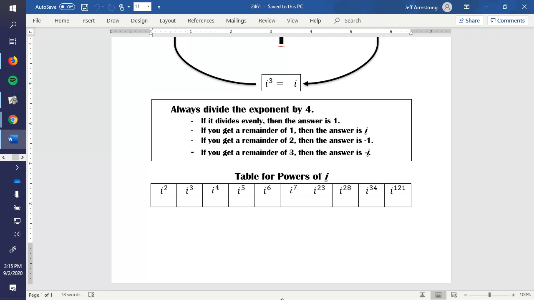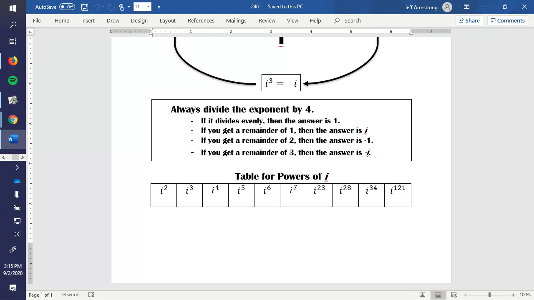i to the sixth, we divide by 4, we get a remainder of 2. That's i squared then, and what is i squared? -1. So we definitely need to memorize these 4, and then how do we find them if they're other exponents? 7, remainder of 3. Okay, that's i cubed. What's i cubed? The opposite of i. 23 divided by 4, what you get is a remainder of 3. And so that's i cubed, which is the opposite of i again.